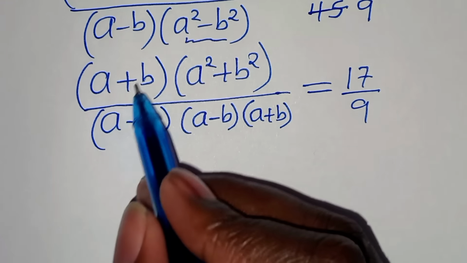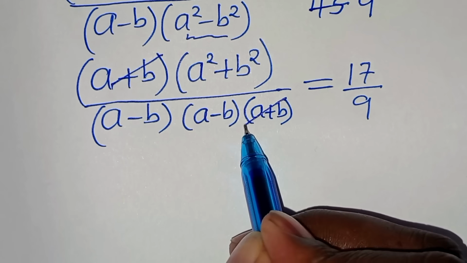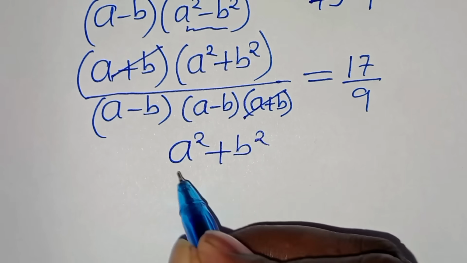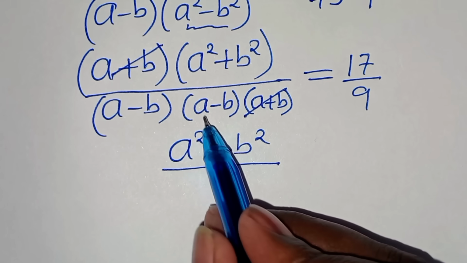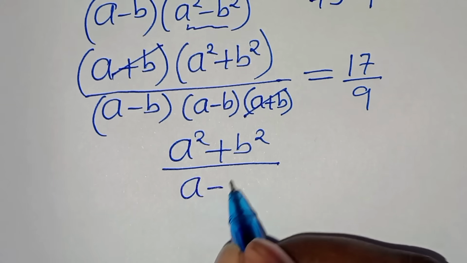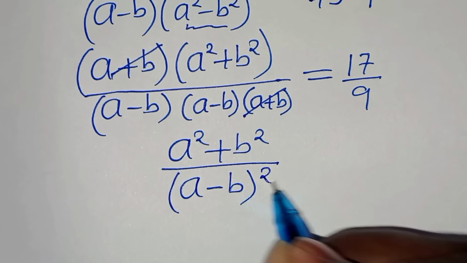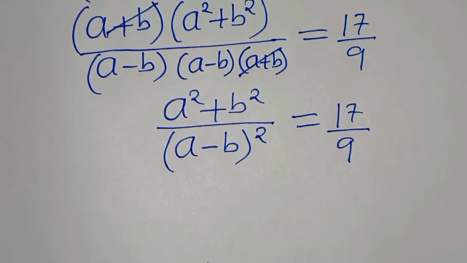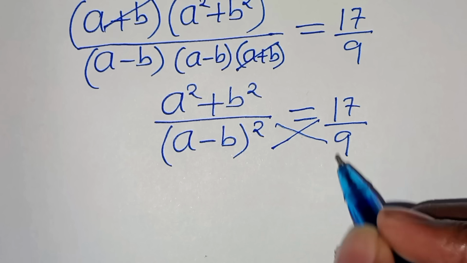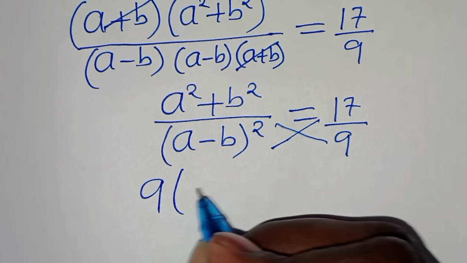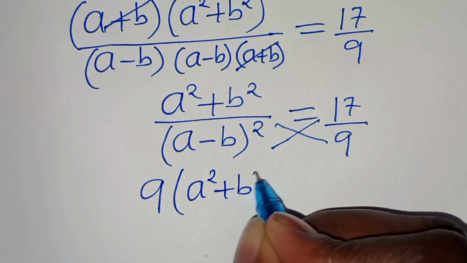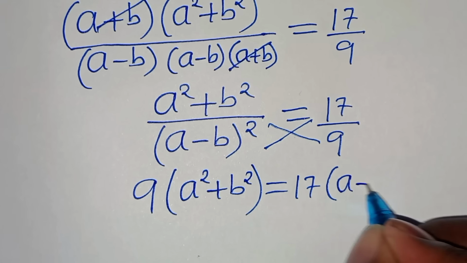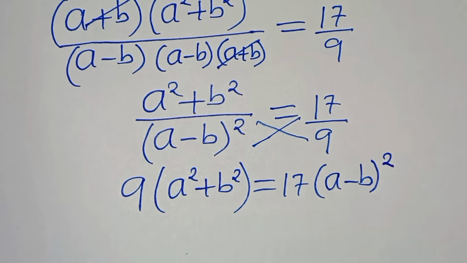The next step is to simplify a + b here and a + b here, so that now in the numerator we have a² + b² divided by (a − b) times (a − b), which is (a − b) raised to the power of 2. This is equal to 17 divided by 9. The next step is to cross multiply, so that now we have 9 multiplied by (a² + b²) equal to 17 multiplied by (a − b) raised to the power of 2.